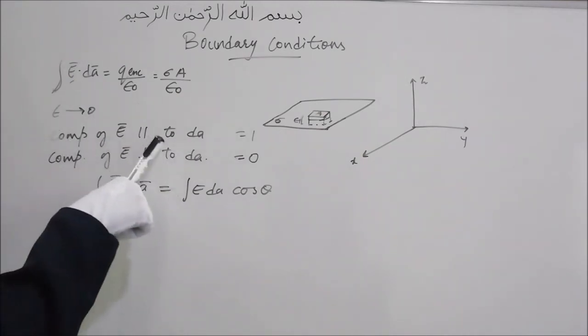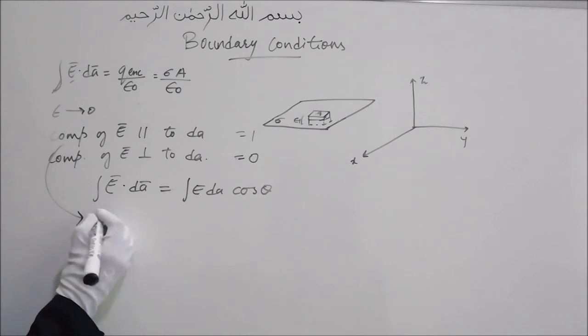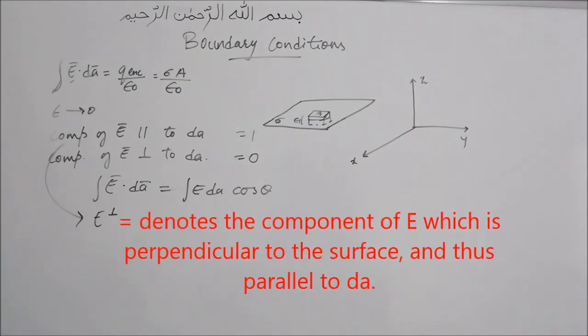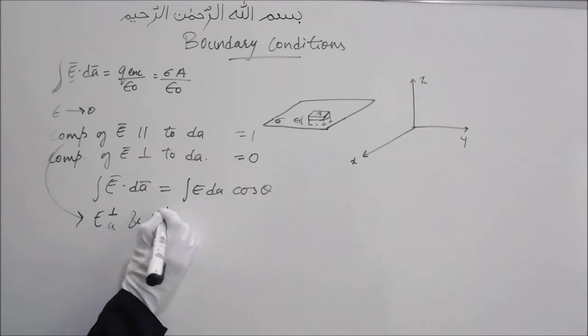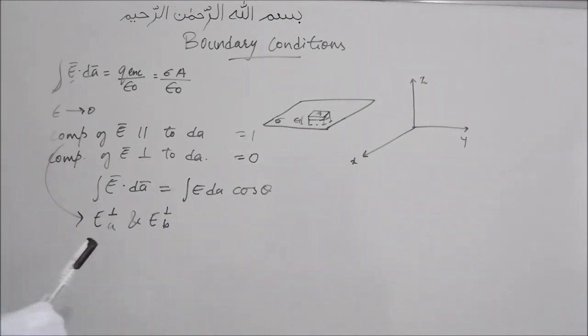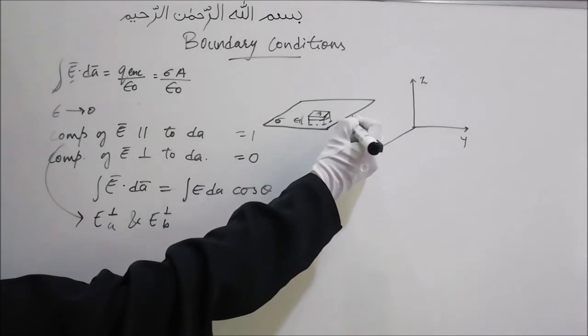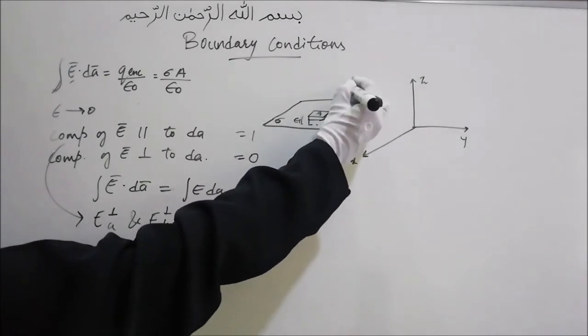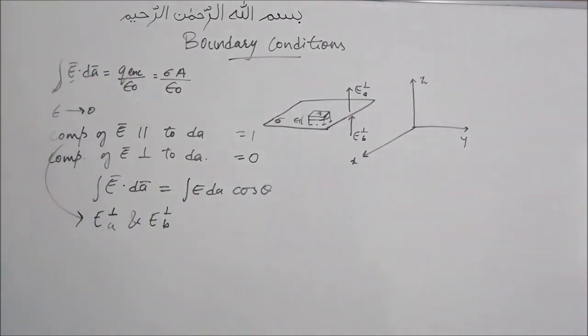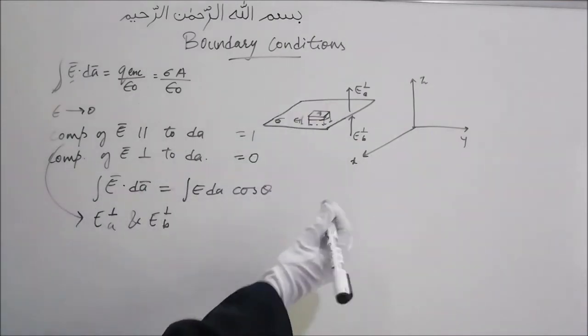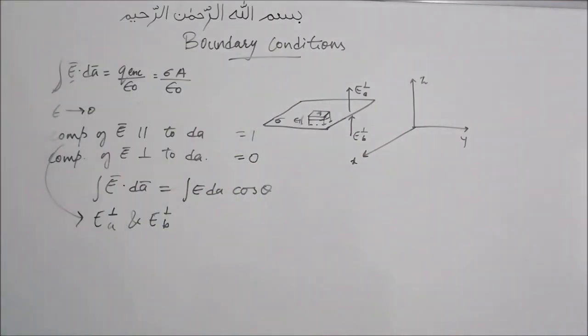And the component of electric field which is parallel to dA, I am calling it E perpendicular. So that will be E perpendicular above and E perpendicular below. Now here they can be considered like this. This will be E perpendicular above and this will be E perpendicular below. Now I am drawing both in the same direction because I am considering that the upward direction is positive.